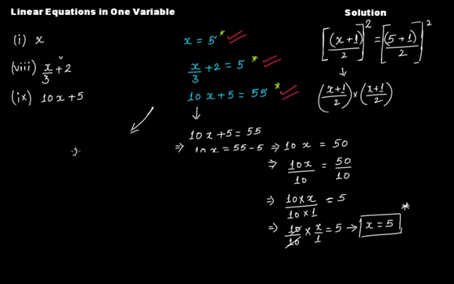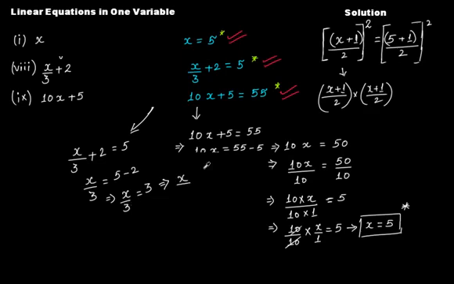This is x over 3 plus 2 equal to 5. Transposing 2 on the right hand side, we get x over 3 is equal to 5 minus 2. This gives you x over 3 is equal to 3. And then this is x.